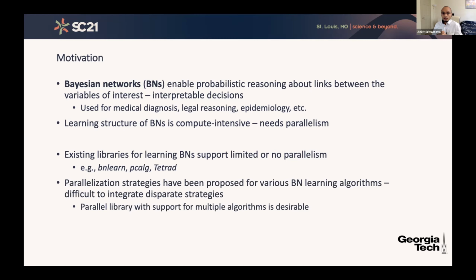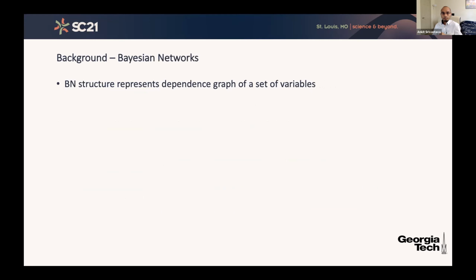There have been parallelization strategies proposed for various learning algorithms, but they are difficult to integrate into a single library. So when we set out to do this work, we wanted to have a single parallel library with support for multiple algorithms that can be used by domain scientists or ML researchers to learn large-scale Bayesian networks.